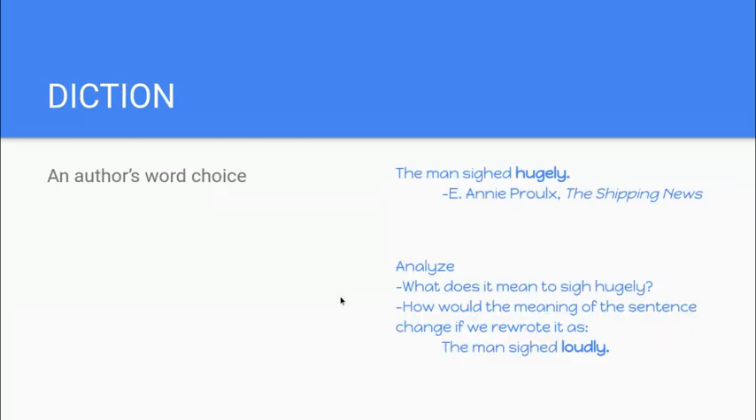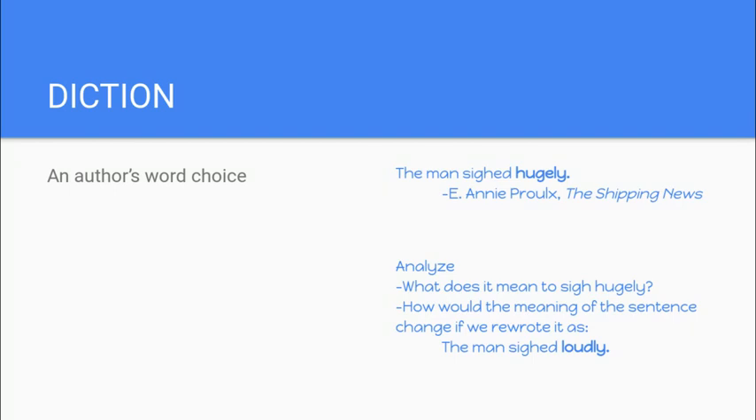All right, diction is an author's word choice. So language is very nuanced and words can totally change or even slightly change the meaning of a sentence. So in this example, I want you to kind of think through these analysis questions. The man sighed hugely. So in your mind, what does it mean for someone to sigh hugely? When I picture this, I picture like a full body, like chest up kind of sigh, right? So consider what would change if that person would have said the man sighed loudly, right? That changes that sentence entirely, even if it is just kind of slight.